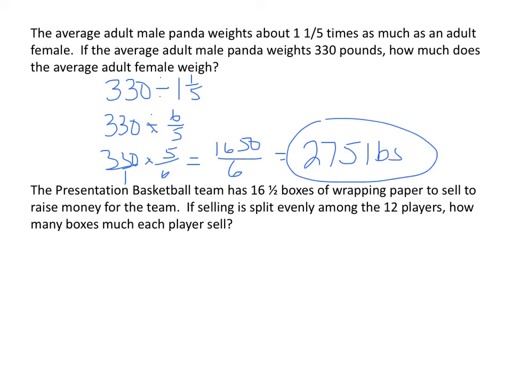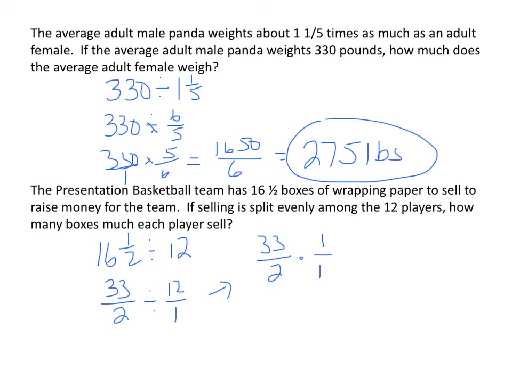The presentation basketball team has 16.5 boxes of wrapping paper to sell to raise money for the team. If selling is split evenly among 12 players, how many boxes should each player sell? So we're going to take 16.5 and divide it by the 12 players. So 16.5 becomes 2 times 16, which is 32 plus 1, so 33 halves, divided by 12/1, which is really the same thing as 33 halves times 1/12, because we're going to do the reciprocal.